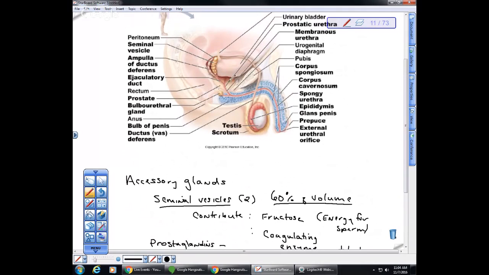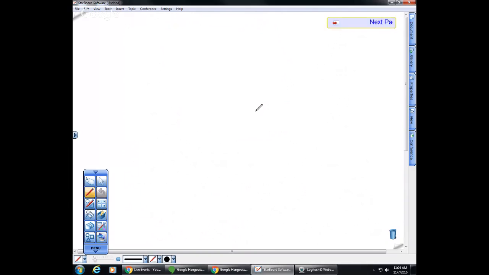And then it turns into a different duct, which we'll talk about in a minute, but then it goes through what is called the prostate gland. So the prostate gland has a different function. There's only one of them, right? So it contributes about 33% of the volume of the semen.